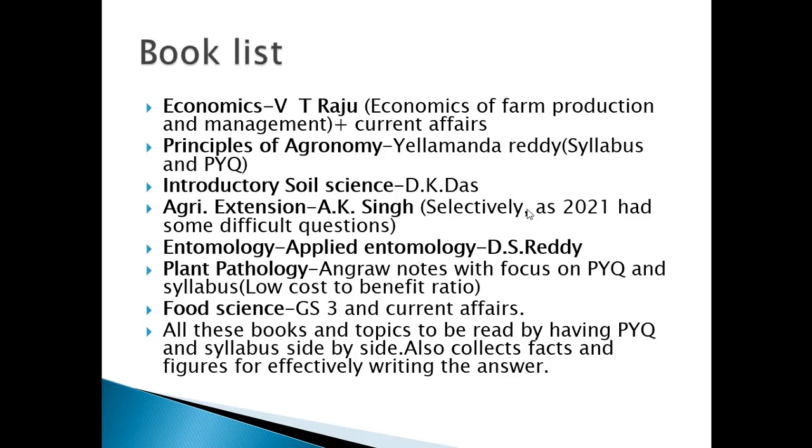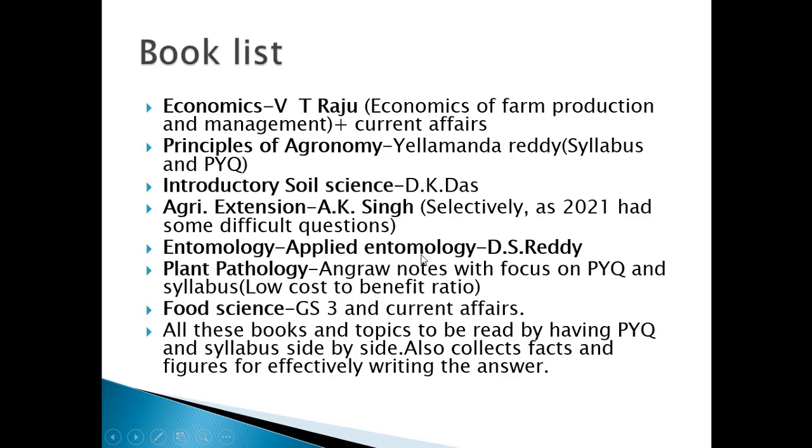For economics, students usually rely on VT Raju, for principles of agronomy Elementa Reddy, for soil science DK Das, and for agriculture extension AK Singh sir's book is good. Selectively you can go through them. For entomology, DS Reddy sir's book is there. Go through these, not completely, just syllabus wise. We can discuss specifically which chapter to go through, as we are covering it comprehensively, and those who are writing 22 may not have much time for that.